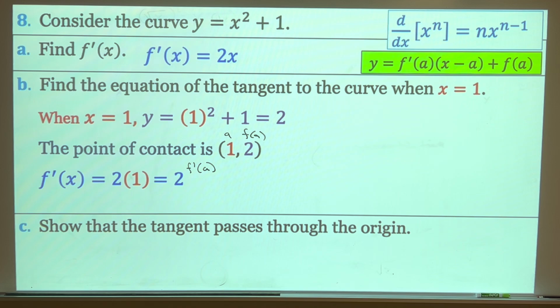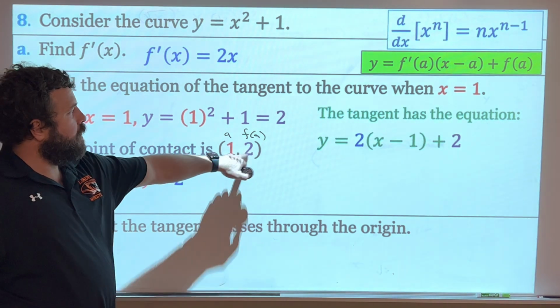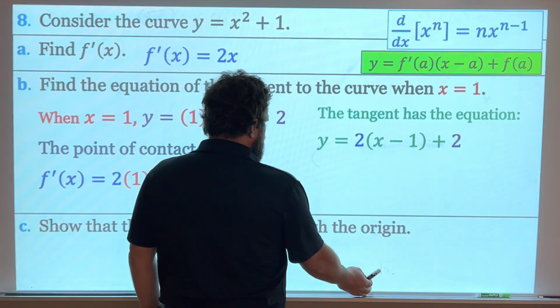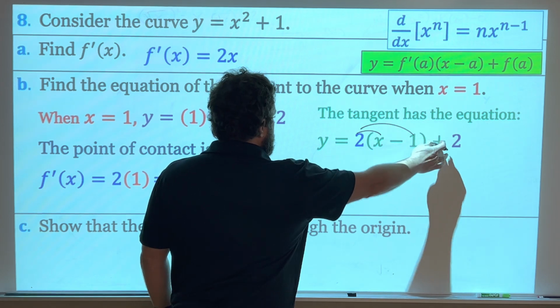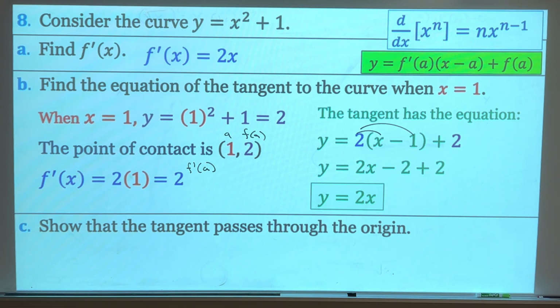Type it into my equation. 2 times x minus 1 plus 2. Distribute the 2: 2x minus 2 plus 2. y equals 2x is my answer. We got y equals 2x from a couple of things.